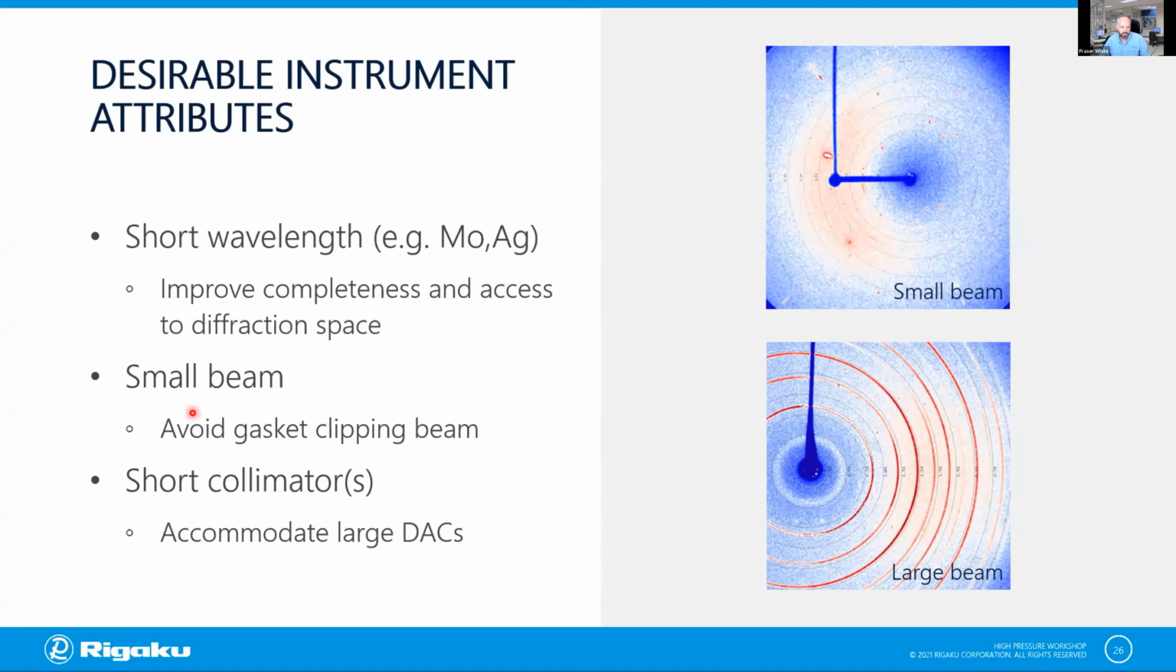We want smaller beams, so microfocus systems are now standard, and having a small beam is generally what these systems provide. So that's good. It means that you can avoid the gasket clipping the beam, so you can see the difference and the contrast between those two situations here. Not many gasket rings visible here, maybe just the hint of one here, and then here you have lots of them with a large beam.